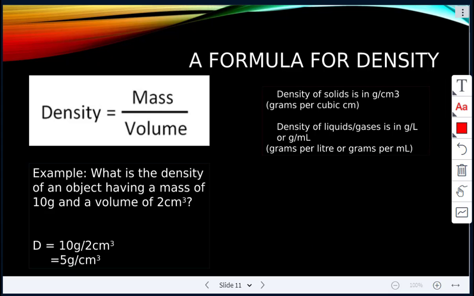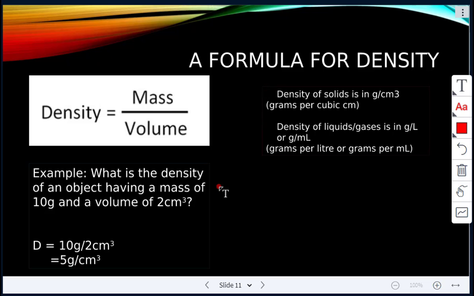All right, so this is our formula for density. Density is equal to mass over volume, or mass divided by volume. And your density, therefore, if we're looking at a solid, would be grams per centimeters cubed. If we're looking at a liquid, it will be grams per liter or grams per milliliter. That's the difference if it's a solid or a liquid.